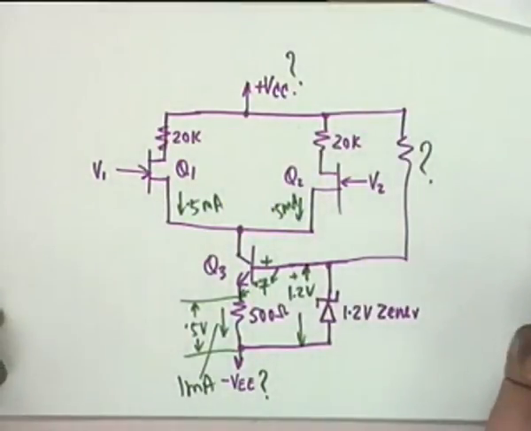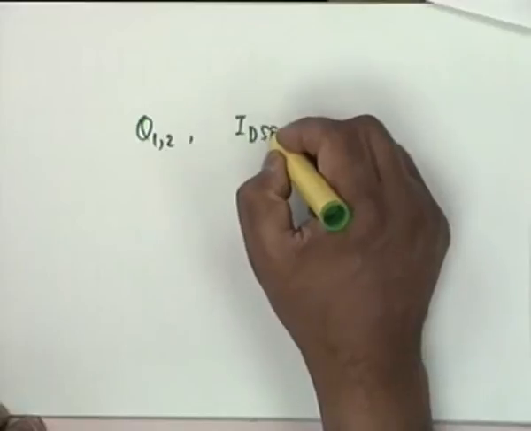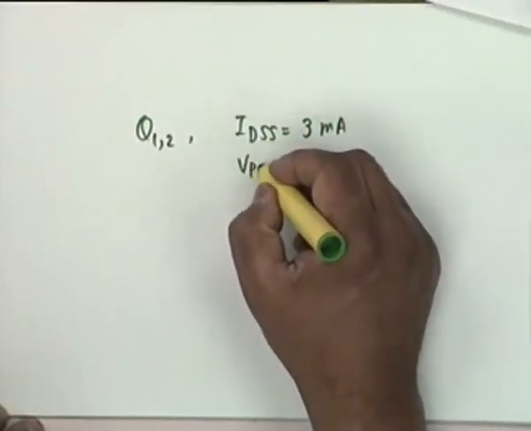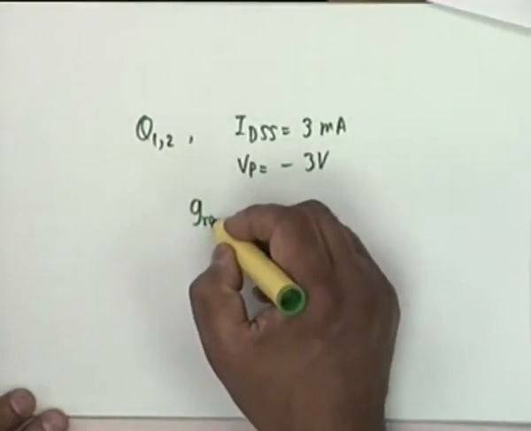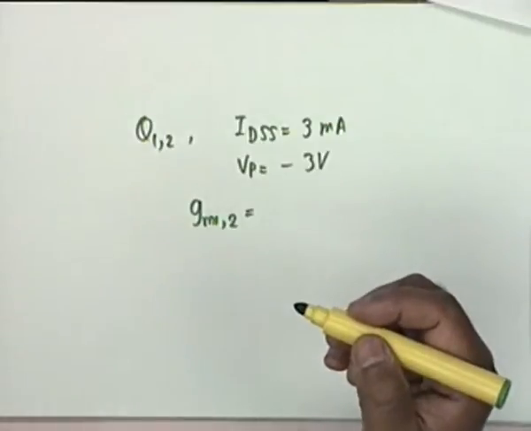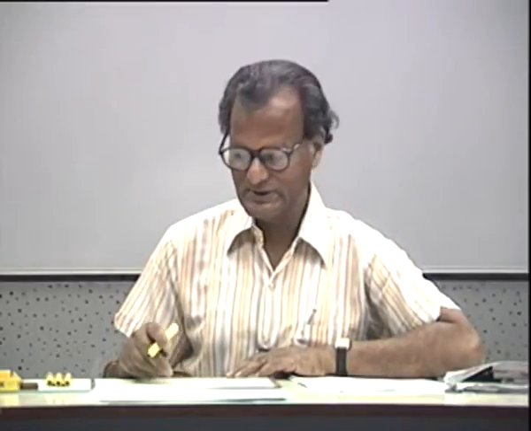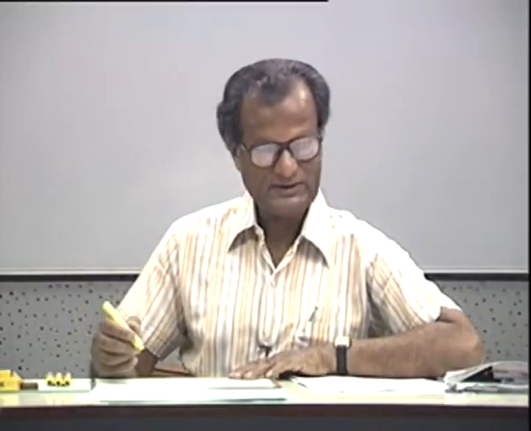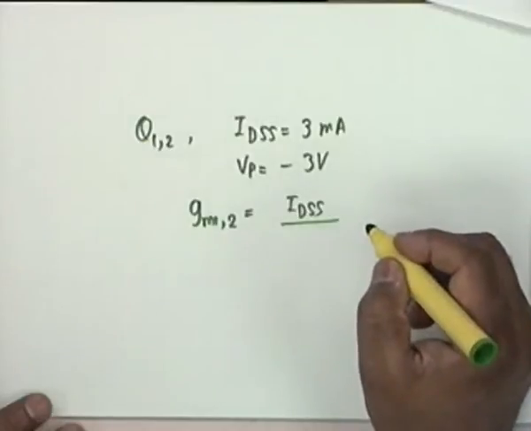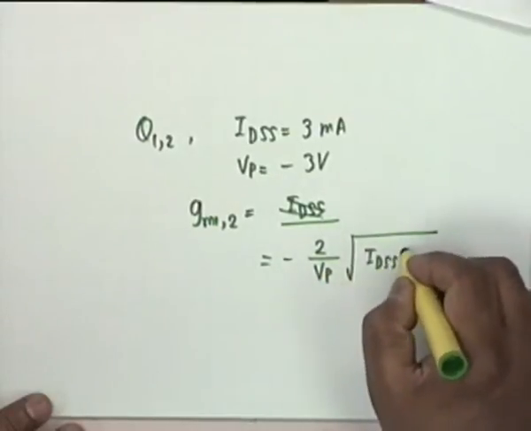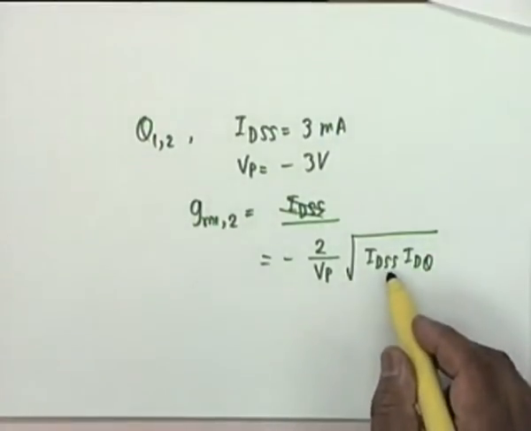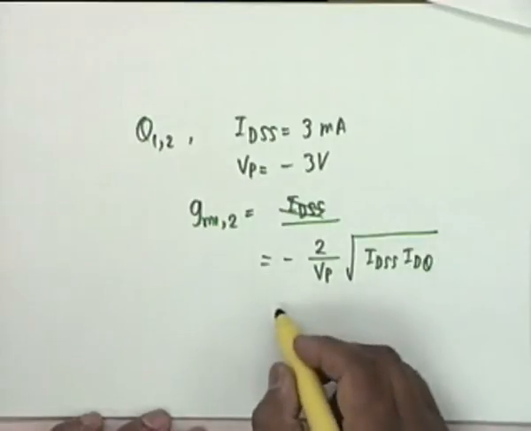For Q1 and Q2, the further specifications are that IDSS equals 3 milliampere, VP equal to minus 3 volt. Now, why are these given? Because we require a calculation of GM. Okay, so GM1 or GM2. Now, some of you, I have seen a few papers, some of you first calculated VGS and then substituted in the formula for GM. But we had made a shortcut. What was it? GM equals minus 2 by VP times the square root of IDSS times IDQ. And VP is known, IDSS is known, IDQ is known. IDQ is 0.5 milliampere, and therefore GM can be found out.